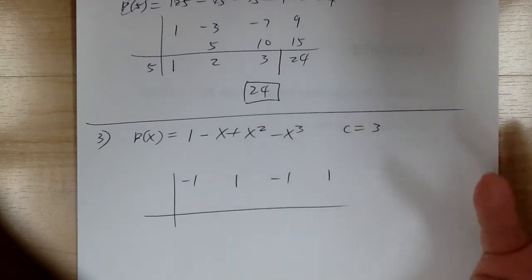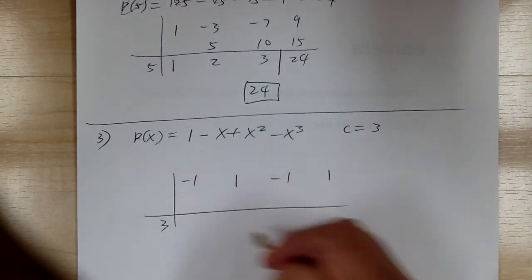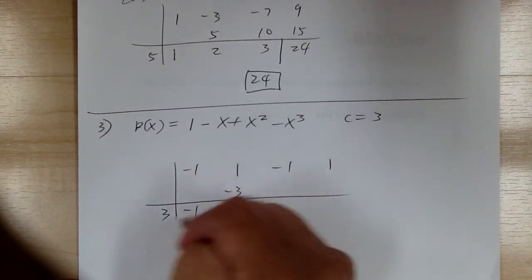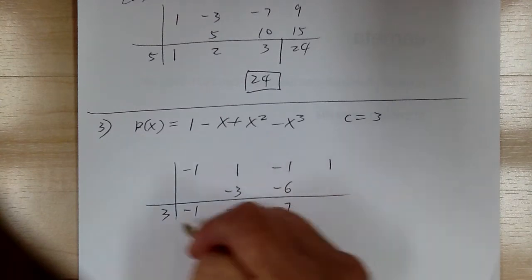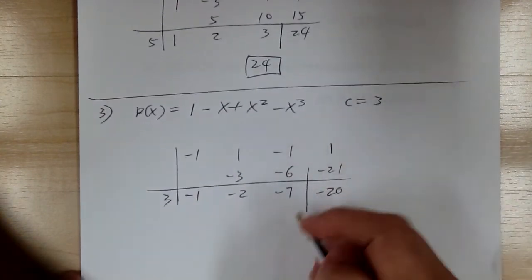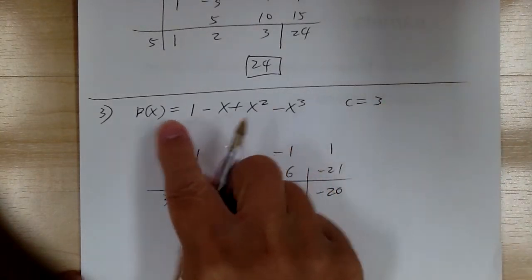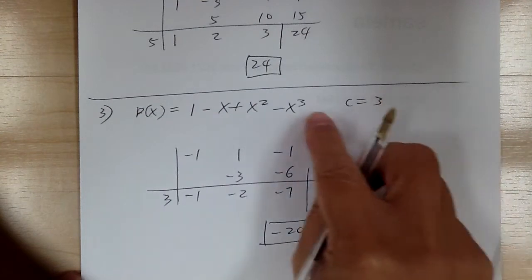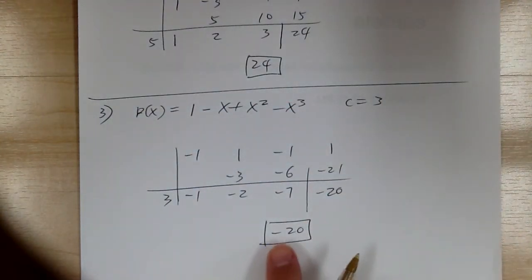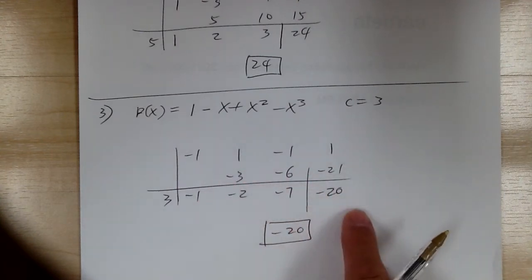Evaluation and the remainder are interchangeable. So put 3 over here. Drop, multiply, add, multiply, add, multiply, add. The answer would be -20. Again, if you don't believe that, you can substitute in and work it out the long way. But it's much quicker if you understand synthetic division.